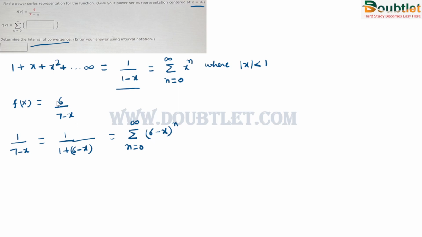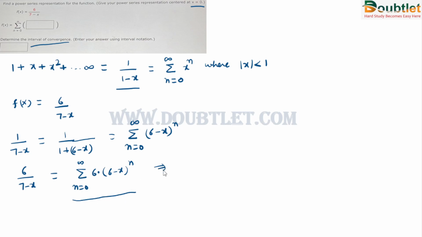So here we can easily see that the 6 is multiplied in the numerator, so we multiply 6 on both sides. Then it will become 6 divided by 7 minus x, and here it will become sigma n equal to 0 to infinity, 6 into (6 minus x) to the power n. So this is the power series representation of the above function.